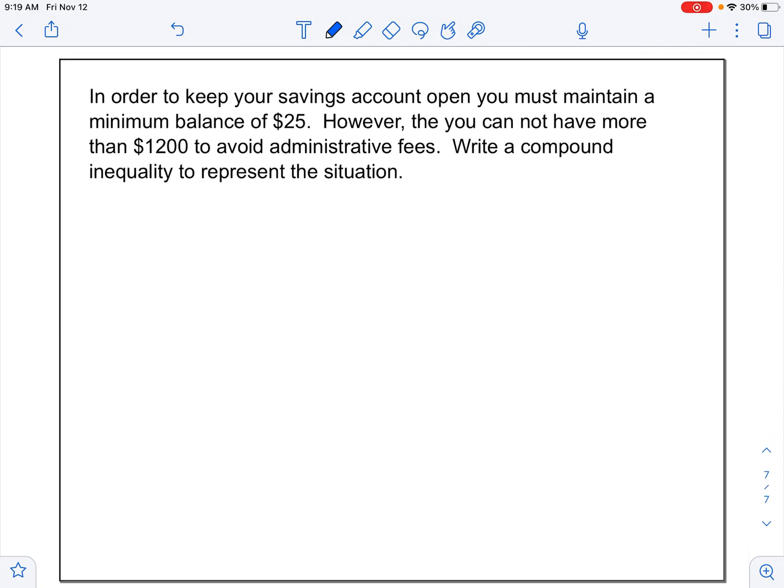So here we go. In order to keep your savings account open, you must maintain a minimum balance of 25. However, you cannot have more than 1,200. So they're the two that I'm working with. So 25 and 1,200 are my numbers. I'm going to use B for balance. You must maintain a minimum balance. So 25 is the smallest number you can have. So your balance has to be bigger than that. But can you have 25? Yes, because it's a minimum.